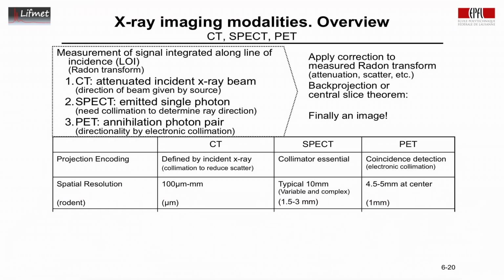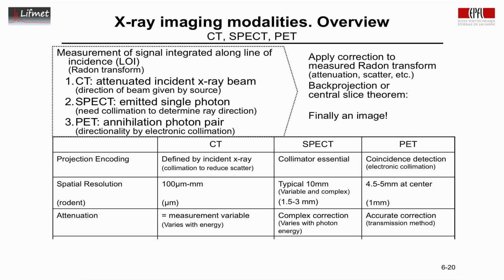To give you an idea, the spatial resolution is on the order of hundreds of microns in humans for CT, 2 millimeters. For SPECT, we have around a centimeter, and around 4 to 5 millimeters for PET at the center. If we are looking at a micro CT, micro SPECT, or micro PET small animal scanner, we're in the order of micrometers for CT, a few millimeters for SPECT, and we can get down to a millimeter, that is the theoretical range, the positron range, for PET.